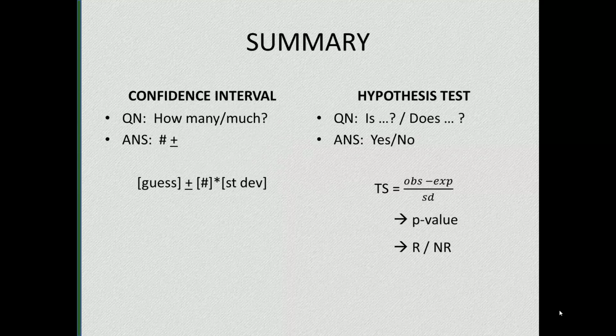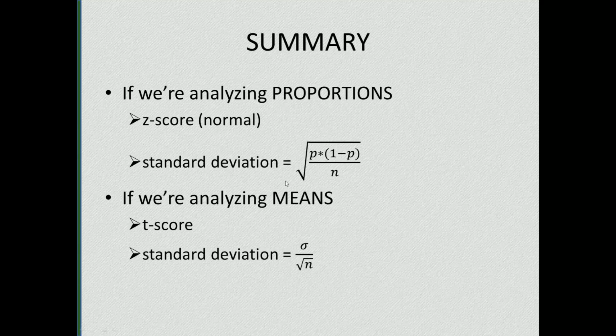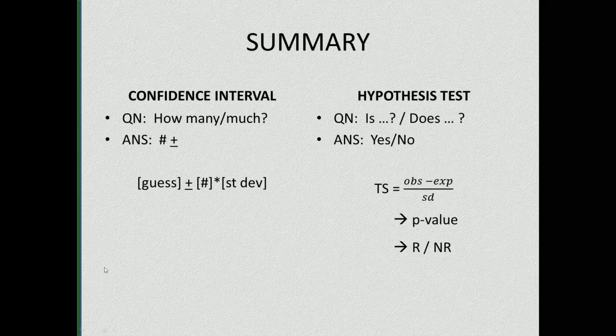So in summary, two basic inferential procedures: a confidence interval and a hypothesis test. We've noted that if we're analyzing proportions, we'll use a z-score, and this will be our standard deviation. If we're analyzing means, it will be a t-score, and this will be the standard deviation. But either way, we're fitting things into this basic framework.